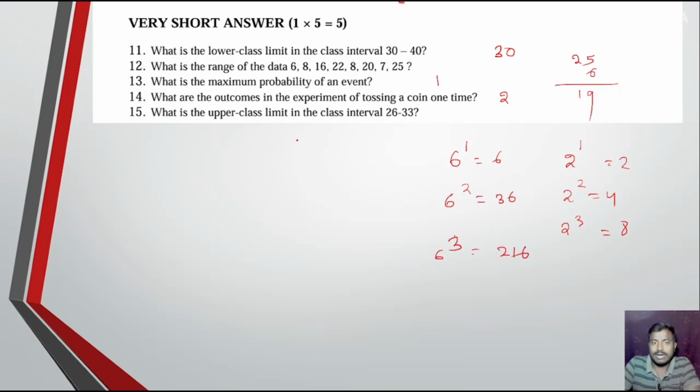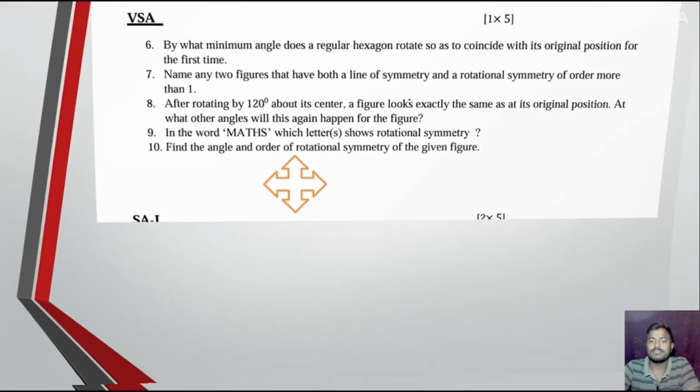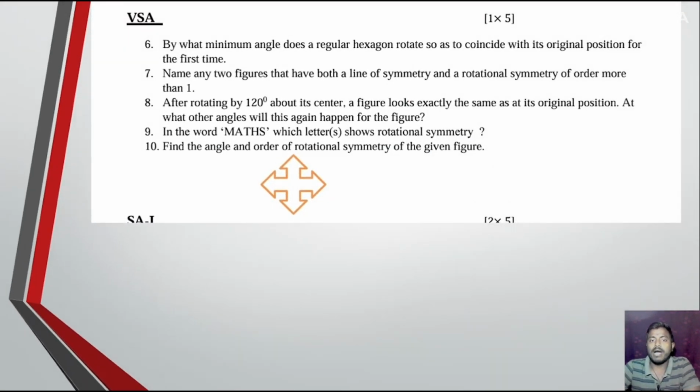Okay. What is the upper class limit in the class interval? Upper and lower: lower is 26, upper is 33. Okay. Next question. By what minimum angle does a regular hexagon rotate? Hexagon means 60. So the answer is 60. And name any two figures that have both line symmetry and rotational symmetry of order more than 1. Okay. More than 1 means O.